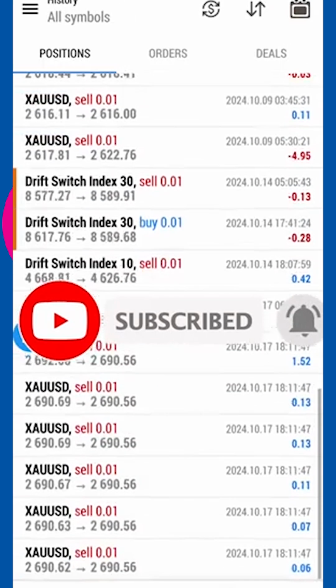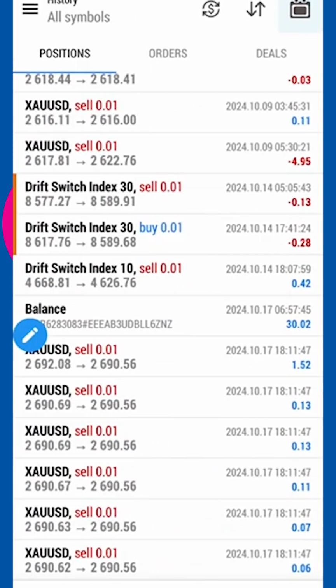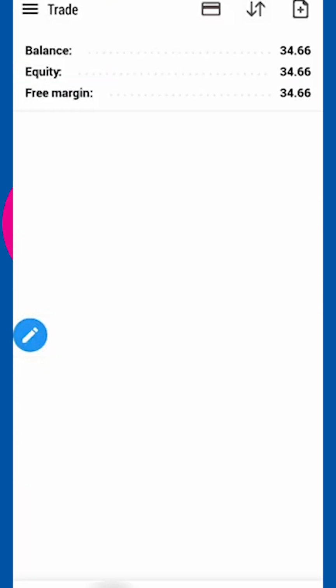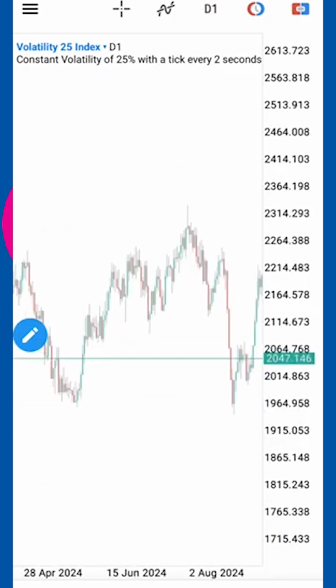Okay, so we start off by going to the history, and you can see there's the 30 USD that was deposited, and then a few trades from gold were taken, and now it's at 34 USD. So we move on to the charts.